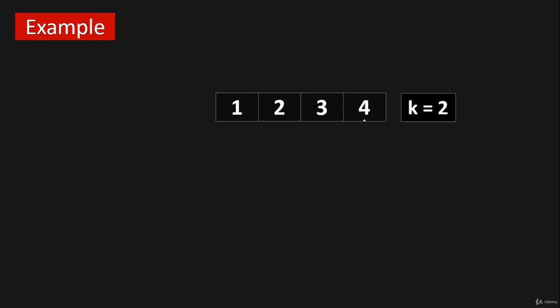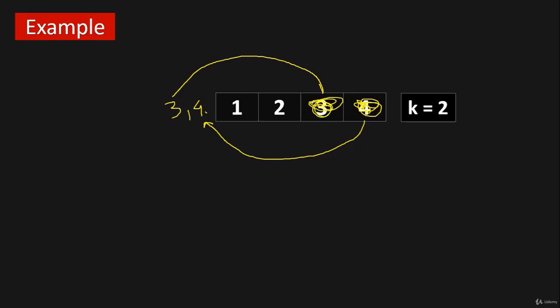So this 4 goes to this position, then let's remove 4. Now 3 will move right here, and let's remove 3. Now what do we have? We have this array 3, 4, 1, 2, and we did 2 steps, 1 step and 2 steps. So we have to return this array.